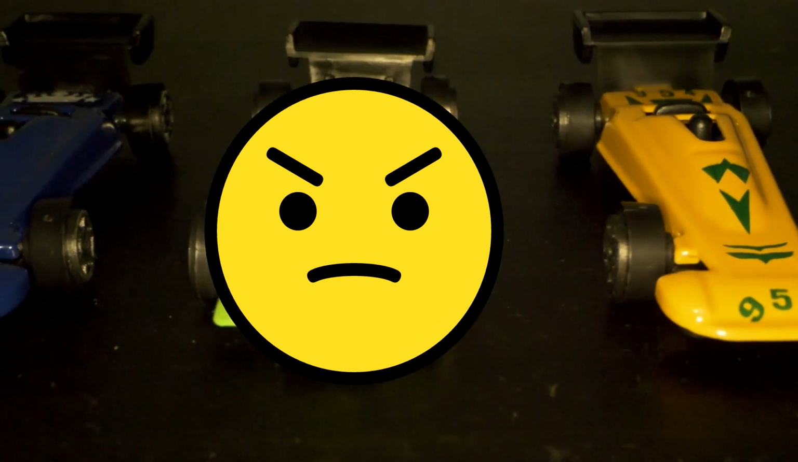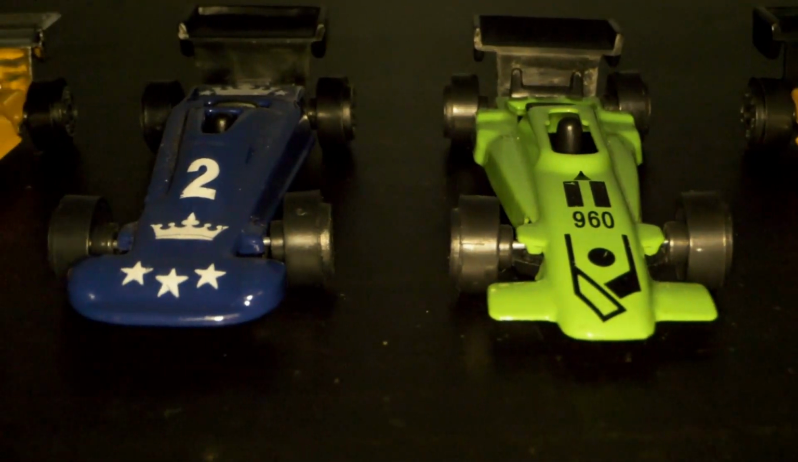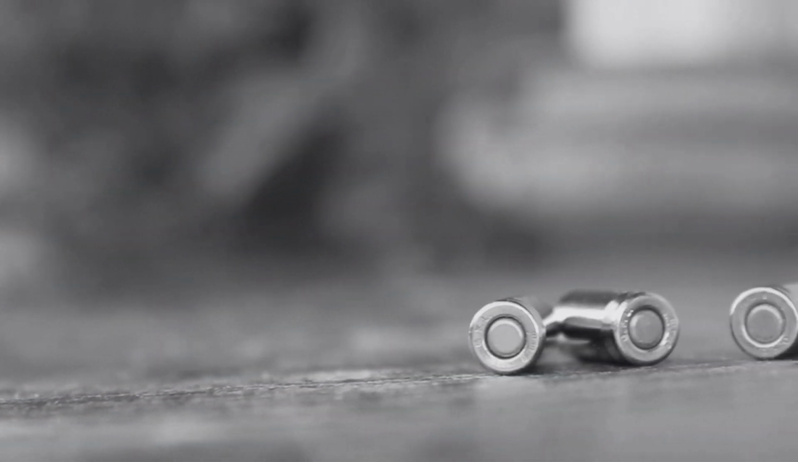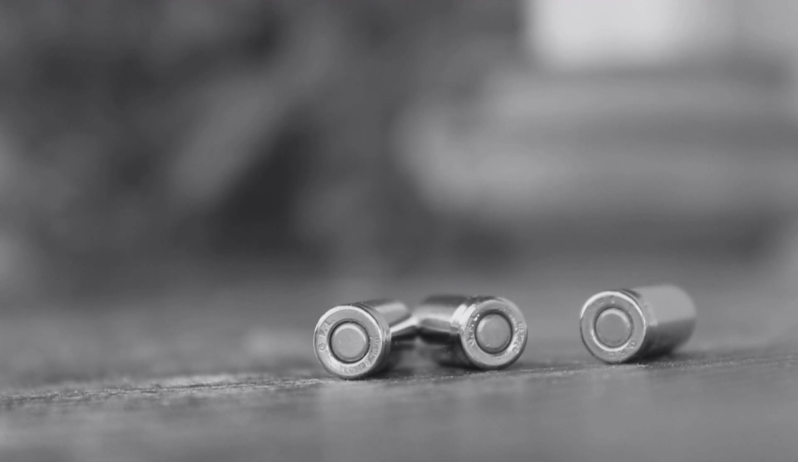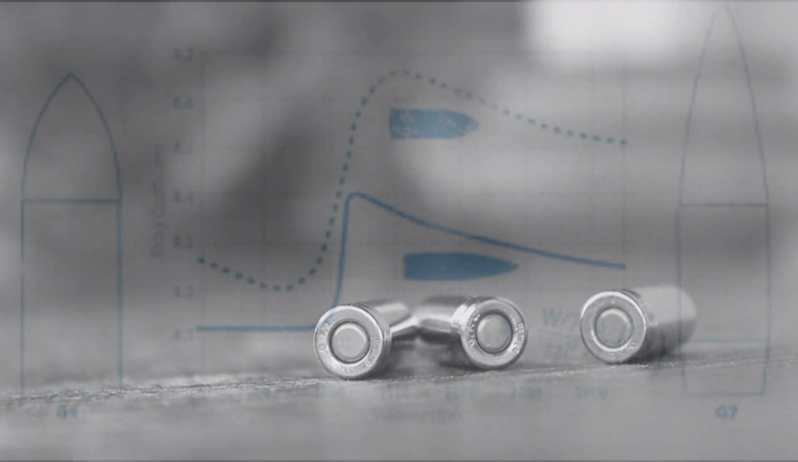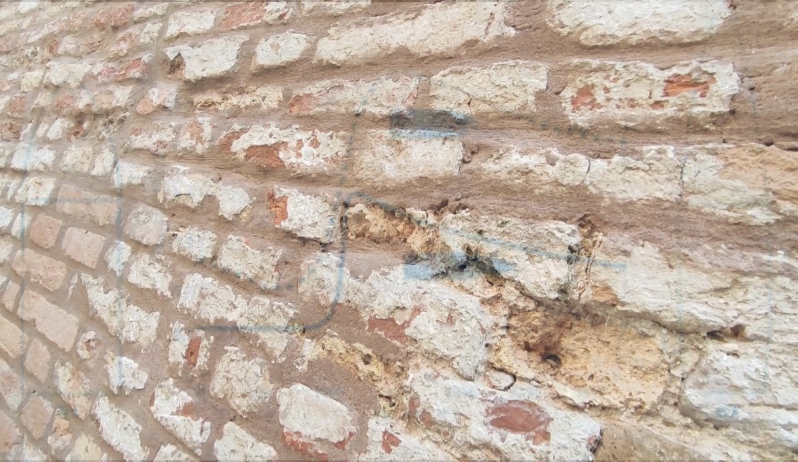The big and bulky car, on the other hand, will have a harder time moving forward because it's not as aerodynamic. In a similar way, a bullet also has a shape and size that affects how well it can move through the air. The ballistic coefficient is a way to measure how easily a bullet can overcome the air resistance it encounters as it flies through the sky. Think of the air as a big wall that the bullet needs to push through.